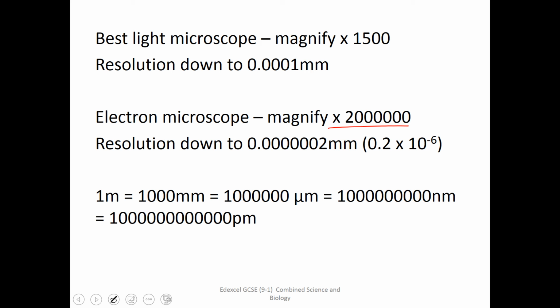One of the most important things that you must be able to do is convert between units. Units are quite important when using microscopes because we're obviously looking at images, measuring diameters, measuring sizes of components and so forth, and then we need to be able to convert between them.